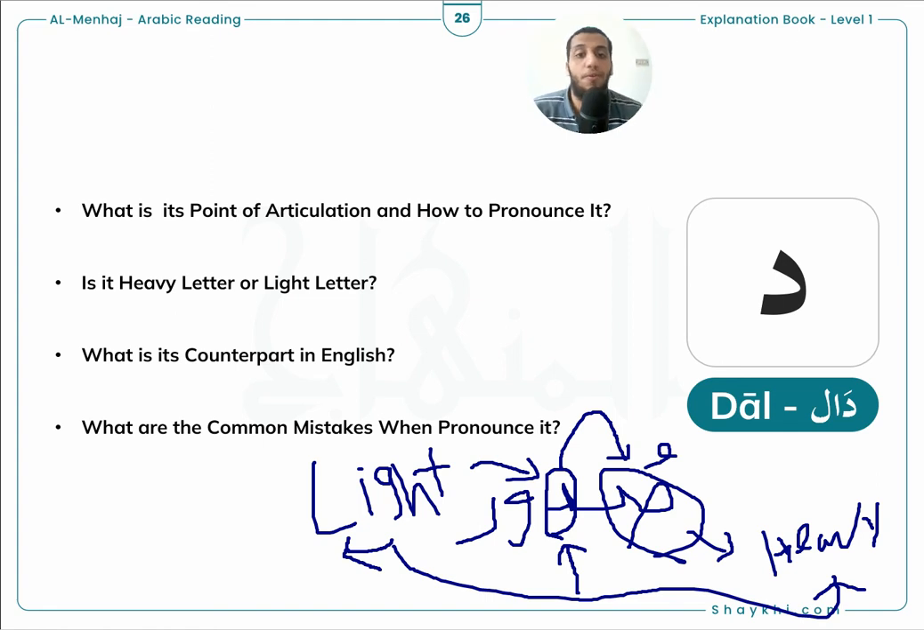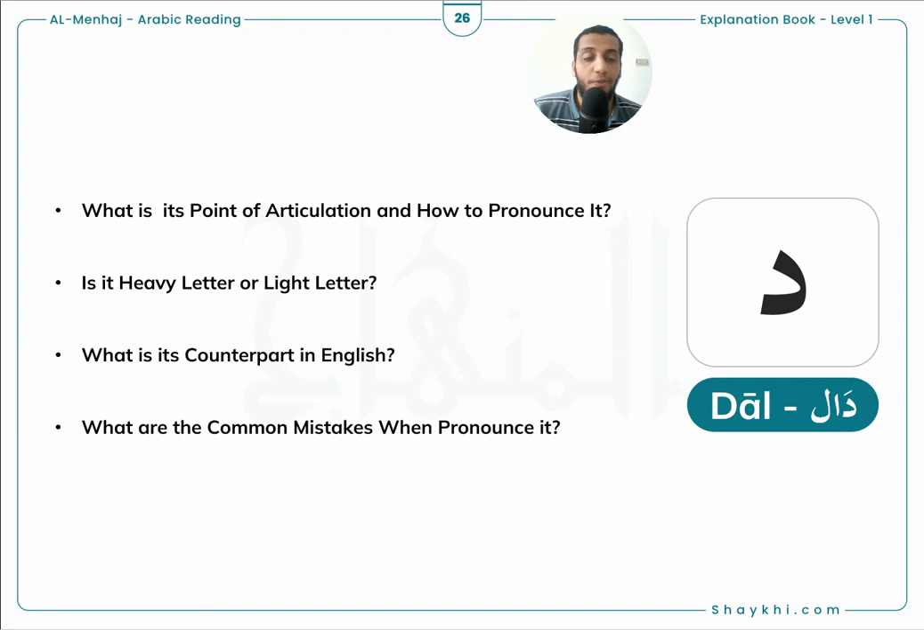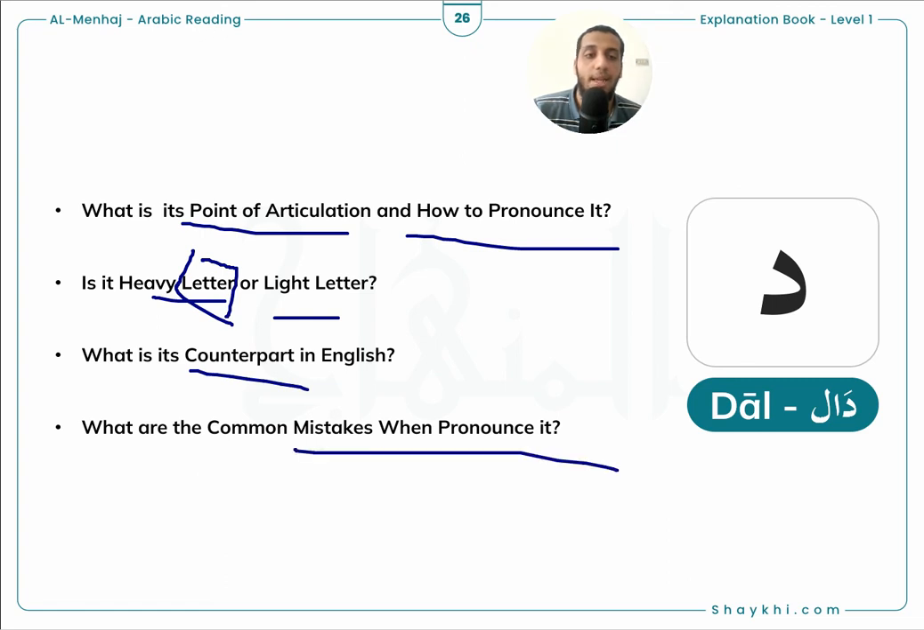Okay, so take care of this common mistake, and alhamdulillah, we finished our discussion today, and I think it's sufficient for this letter. If you have any question, just write it in the comment section below, and inshallah I'll try to answer all of your questions, and do your best to be able to pronounce this letter correctly. We discussed all aspects, I think: the point of articulation, how to pronounce it, whether it's heavy or light. It's light, by the way, its counterpart, and the common mistakes.